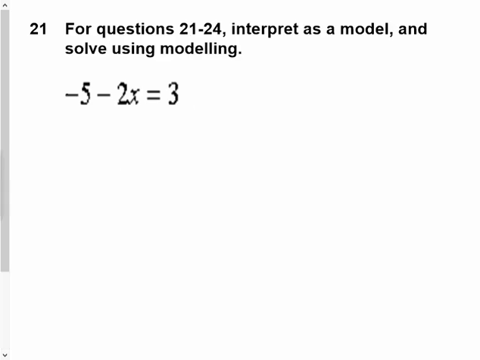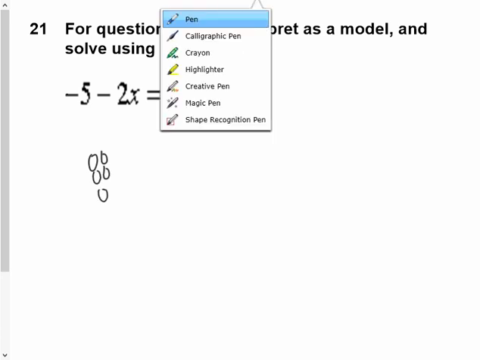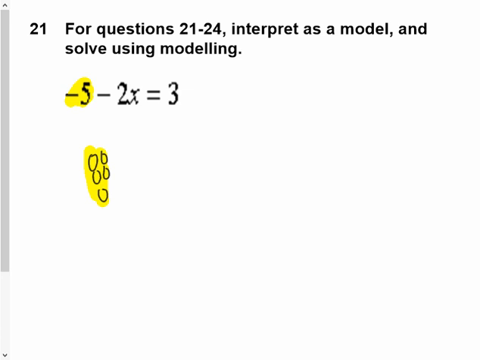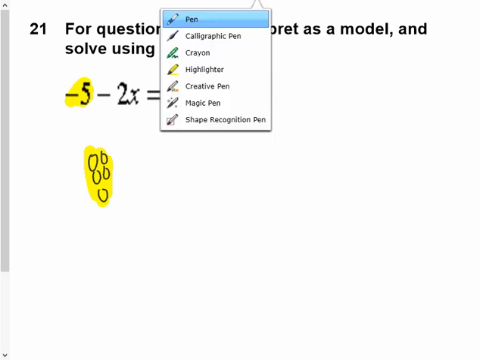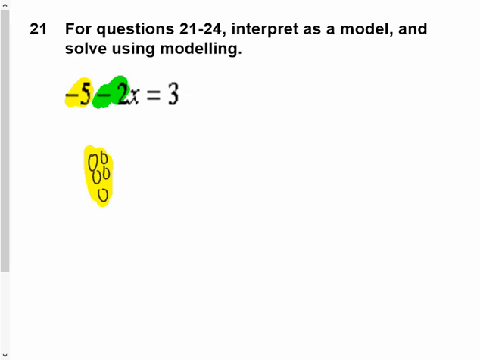Okay, your last 4 questions. It says it does not give you the picture, it gives you the equation. You're to interpret it as a model and solve it by modeling. So negative 5 looks like this. This first part here is this part here. This second part here is going to look like this.